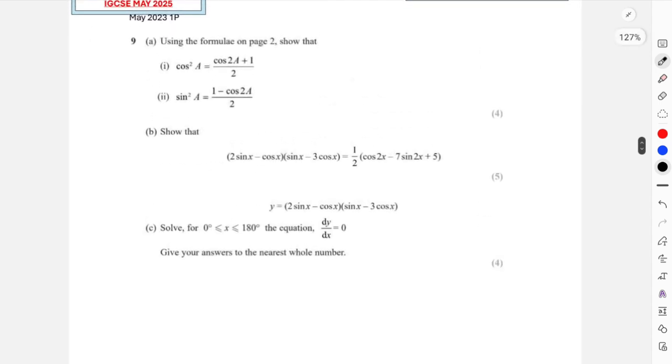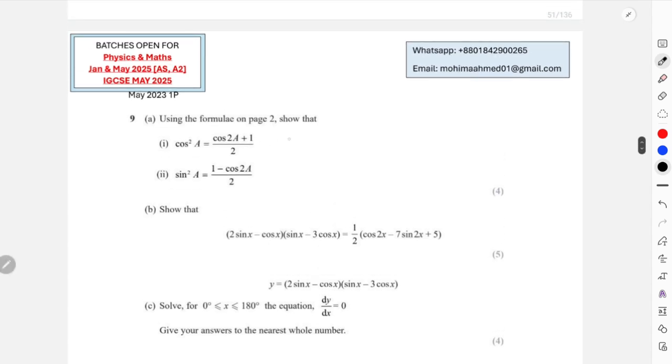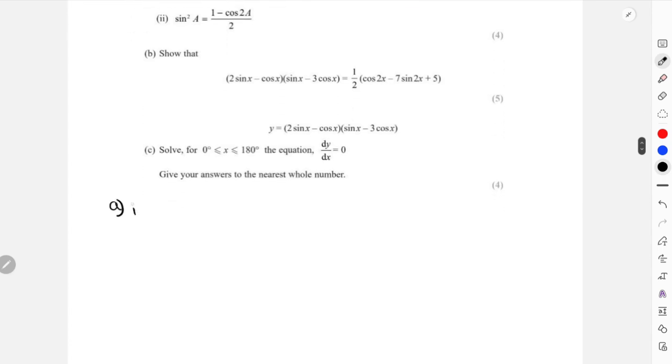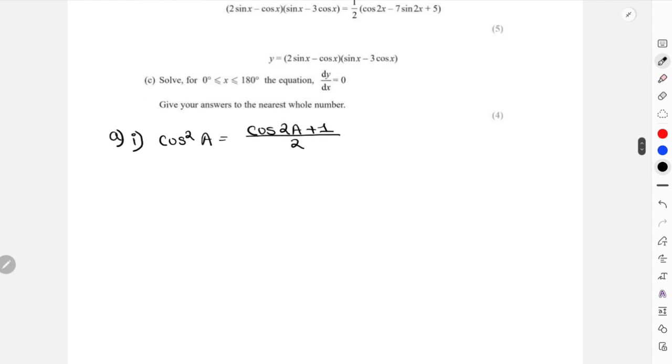This is again a similar kind of problem, where we have to use trigonometric identities for part 1 and 2: cos square a is cos 2a plus 1 over 2, and then sine square a is 1 minus cos 2a by 2. Okay, so for part a, cos square a is cos 2a plus 1 over 2. Over here, you just have to show this. So in this case again, cos square a is cos 2a plus 1 over 2, right?